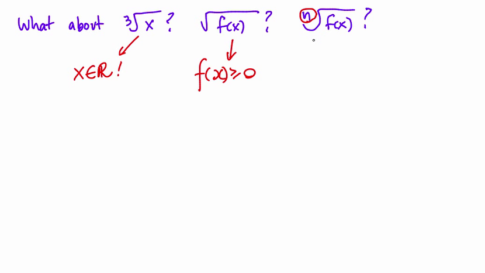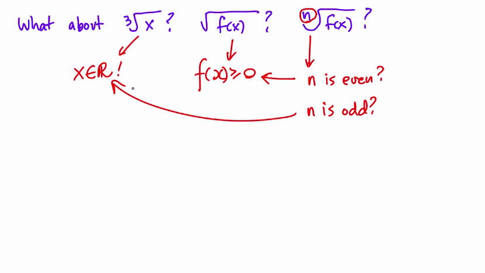So your domain gets restricted in some way because you can't take square roots of negatives. And of course, when you extend it to here, then you need to know whether or not your n is even, in which case this is true, or if n is odd, in which case this is true. And the easiest way to go about graphing something more complicated like these last two is to make up a table of values and combine it with this feature of the domain.